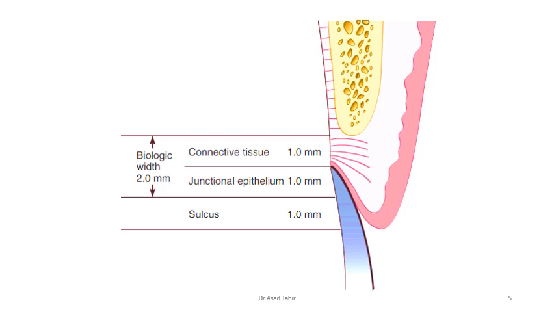Average human biologic width: connective tissue attachment 1 mm in height, junctional epithelial attachment 1 mm in height. Sulcus depth of approximately 1 mm. The combined connective tissue attachment and junctional epithelial attachment, or biologic width, equals 2 mm.